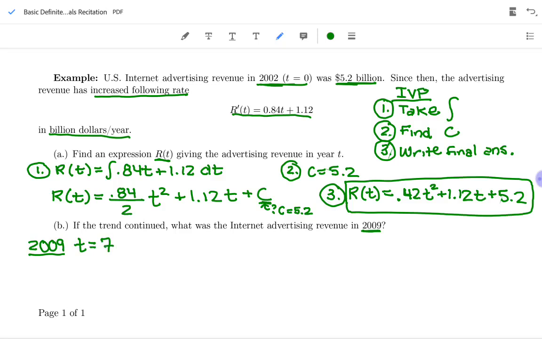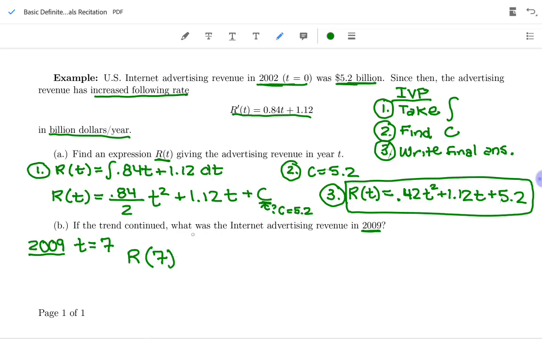Okay, so the question is, are we plugging into R, the equation we found, or R prime? So are we asked for the total revenue, or are we asked for how fast it's changing? Because this is giving us the total revenue. This is how fast the revenue is changing each year. Well, I don't see it saying how fast was the internet revenue changing in 2009. It's saying what was the internet advertising revenue. This is going to tell us what it was. This is going to tell us the rate that it was changing. So we want to plug into R. We want R of 7.